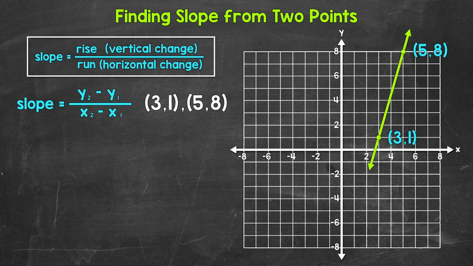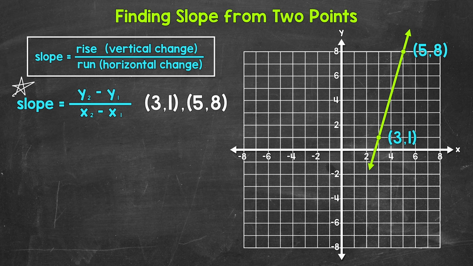Here's our section on finding slope from 2 points. In our previous section, we counted units. Here, we're going to use the coordinates of the points to find slope. We use this formula right here. Slope equals y2 minus y1 over x2 minus x1. y2 minus y1 gives us our vertical change, and x2 minus x1 gives us our horizontal change. So this is still rise over run here. We're just using the coordinates of the 2 points to find the rise and run.